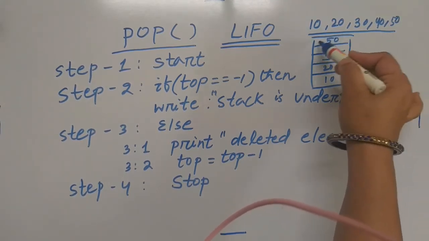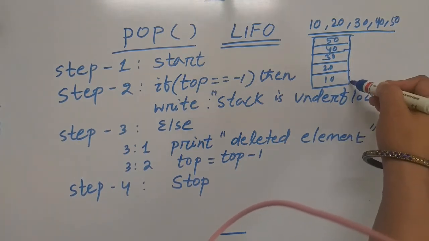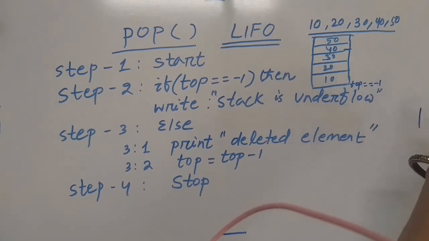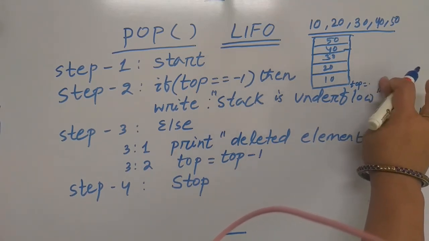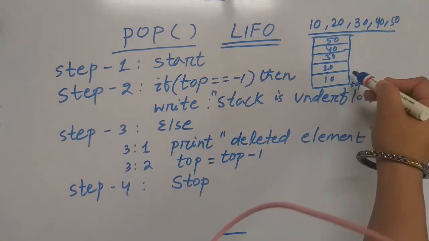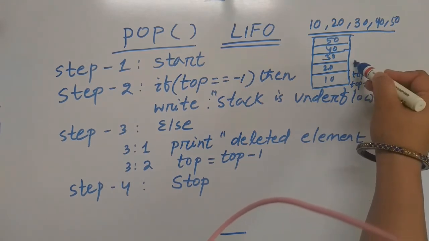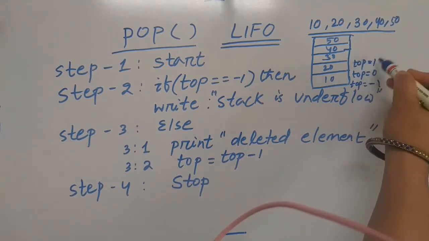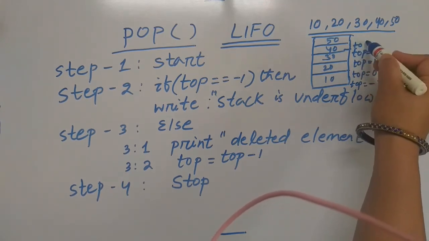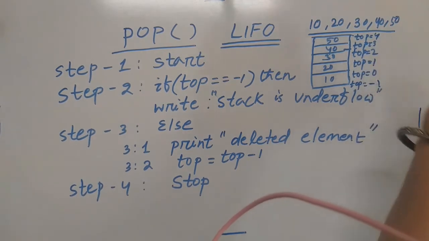Okay, so suppose this is one stack, and the top position is here first. Top is equal to minus 1. So here the top value is equal to minus 1, and then you enter this 10, so the top value is now equal to 0. Here the top value equals 1. Here the top value equals 2. Here the top value equals 3. Here the top value equals 4.